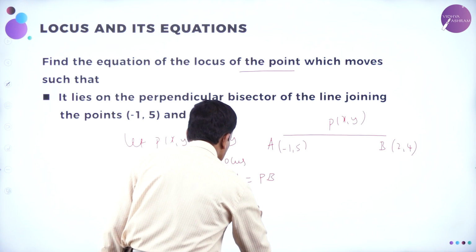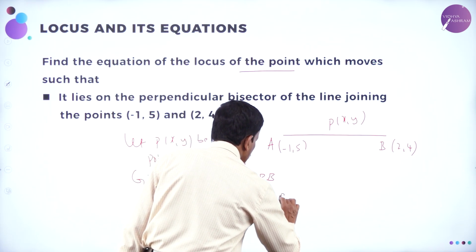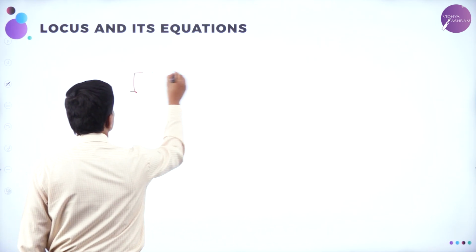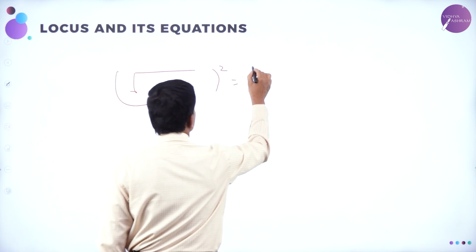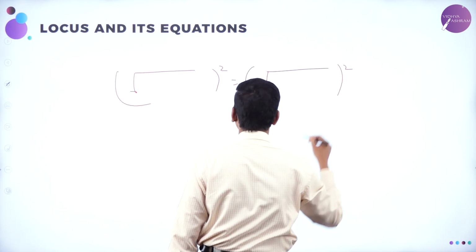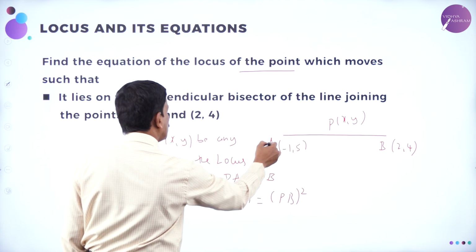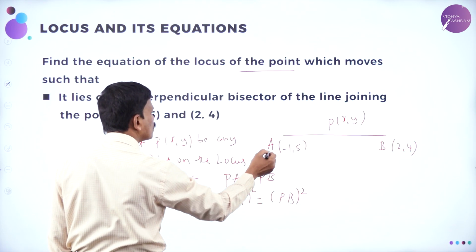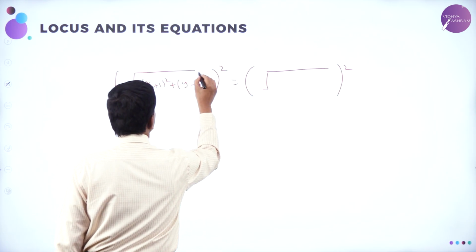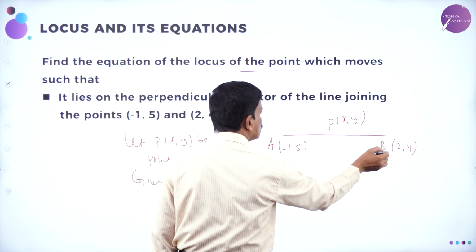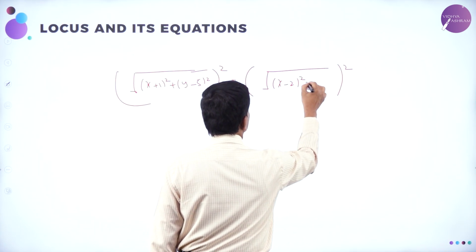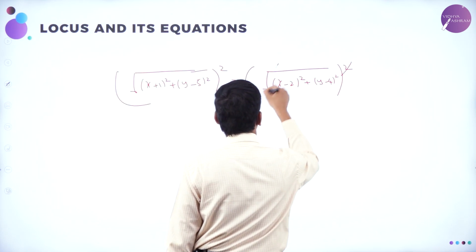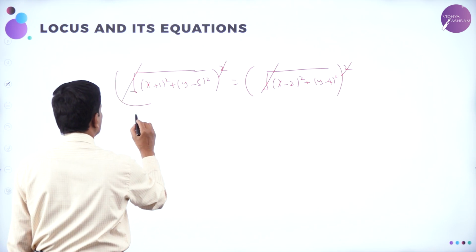Squaring on both sides, we can also write PA square is equal to PB square. Now using the distance formula, we can simplify this. That is root of PA square is equal to PB square. Right. What is PA here? (x minus of minus 1) is x plus 1 whole square plus (y minus 5) whole square is equal to PB: (x minus 2) whole square plus, another point is 4, (y minus 4) whole square. Square root gets cancelled.